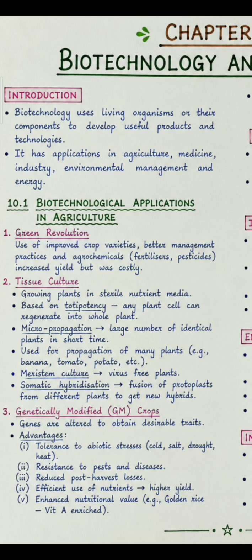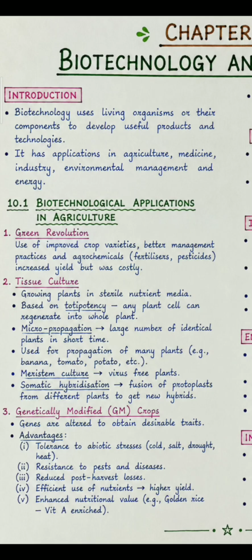Next is tissue culture: growing plants in sterile nutrition medium, based on totipotency. Totipotency means the capacity of a cell to produce a whole plant from a single cell or any part of the plant. Any part of the plant we call an explant. In 1950, the whole plant could be regenerated from explants. Explant means any part of the plant taken out and grown in a test tube under sterile conditions.